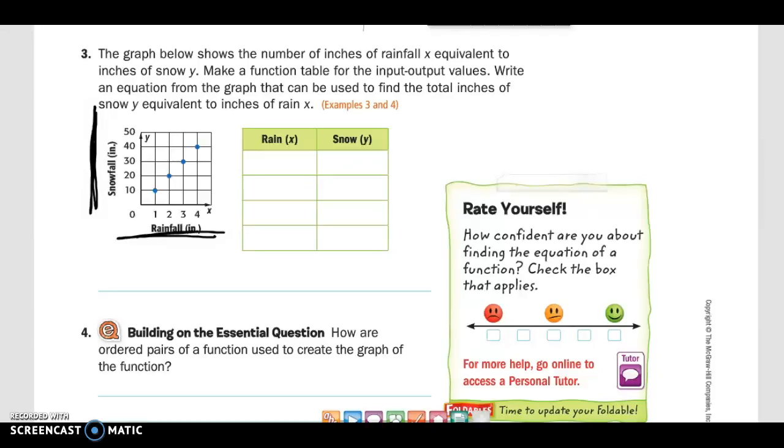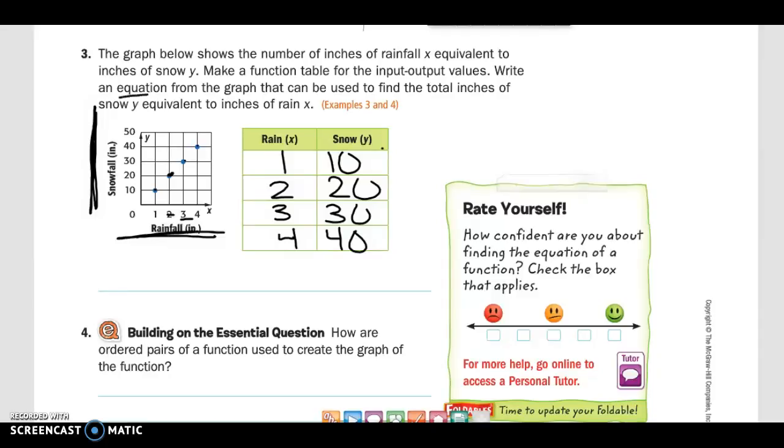Write an equation from the graph that can be used to find the total inches of snow, y, equivalent to inches of rain. So when we're counting, we're always going to start with 1, because that's what we do when we count. We go 1, 2, 3, 4. And now let's go to 1 and see where our dot is. So we're at 10. At 2, our dot's at 20. At 3, our dot's at 30. And at 4, our dot's at 40. So we filled out the table.